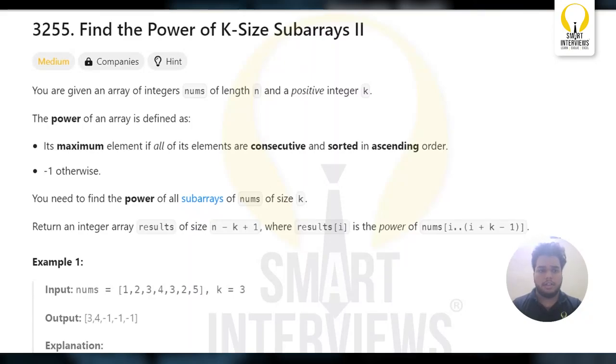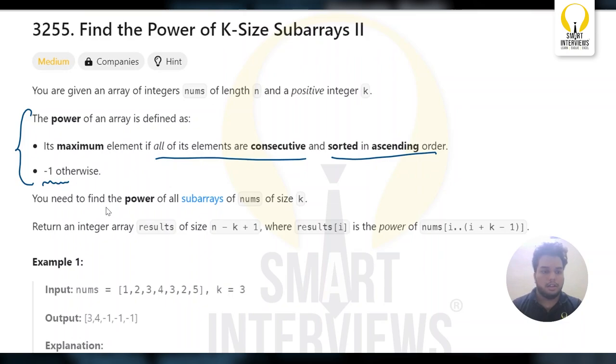I am Rejjjj. Let's start with the second problem of biweekly contest 137. Here you're given an array nums of length n and a positive integer k. You're given one property, the power of an array. It is defined as the maximum element if all the elements are consecutive and sorted in ascending order. Otherwise, the power of the array will be -1.